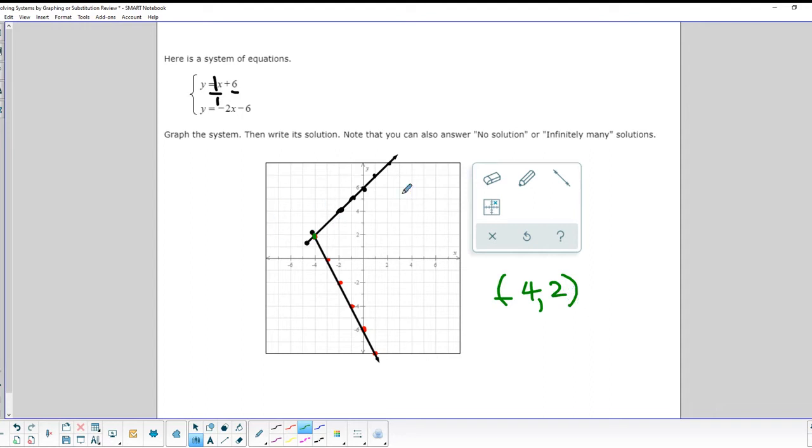Okay, and if they don't cross, it has no solution. Or if they turn out to be the same line, it would have infinitely many solutions. So there's our first example.